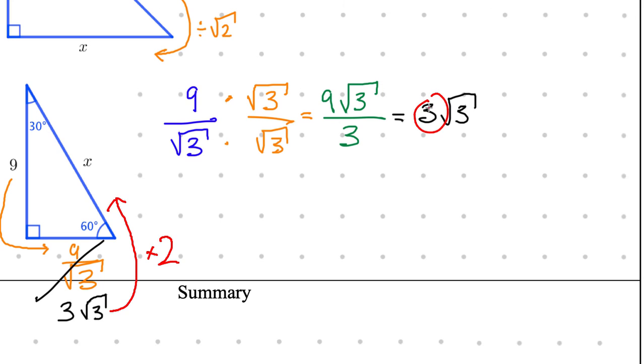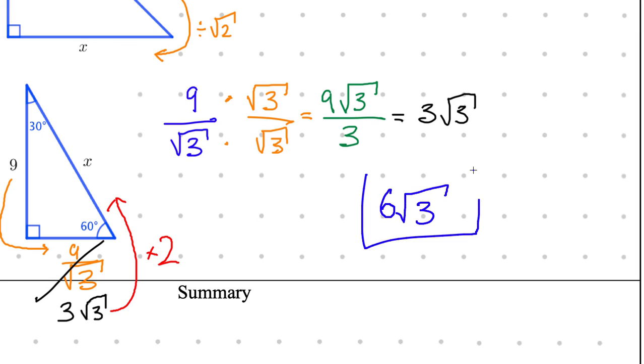What's that? 3 times 2? 3 times 2 is 6. So 6 square root of 3 is our final answer. Well, I didn't know if I was supposed to do both of them. Right, yeah. And it is a review that we need.